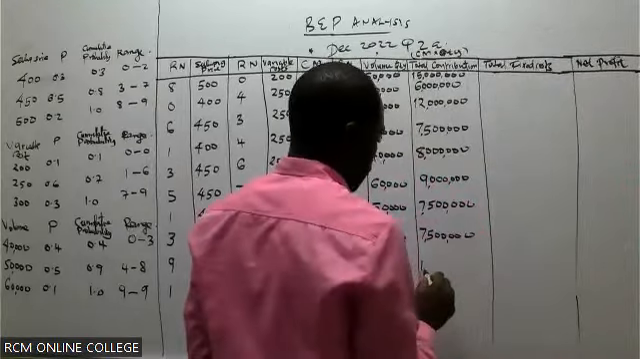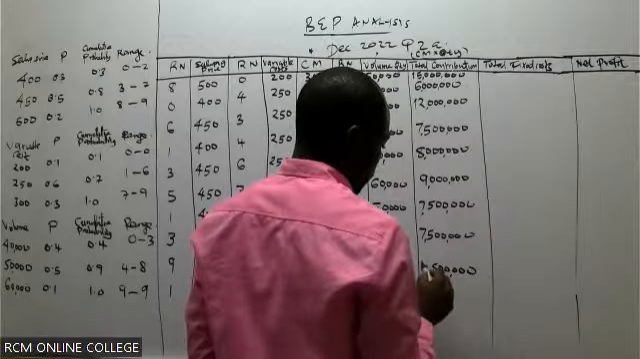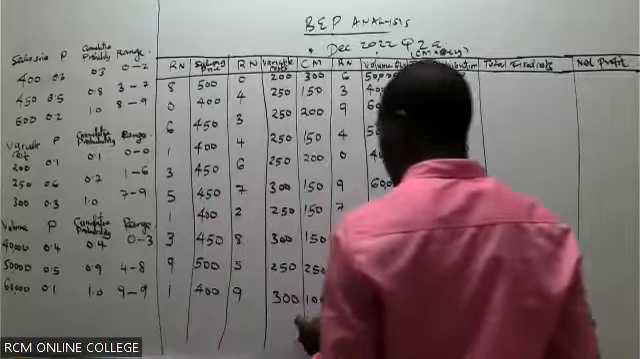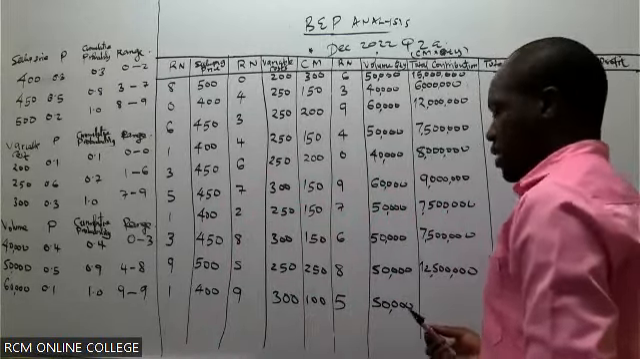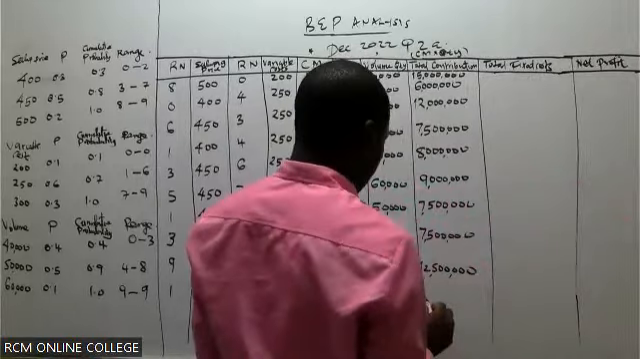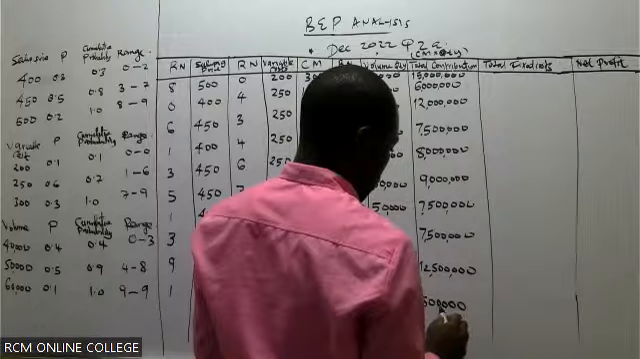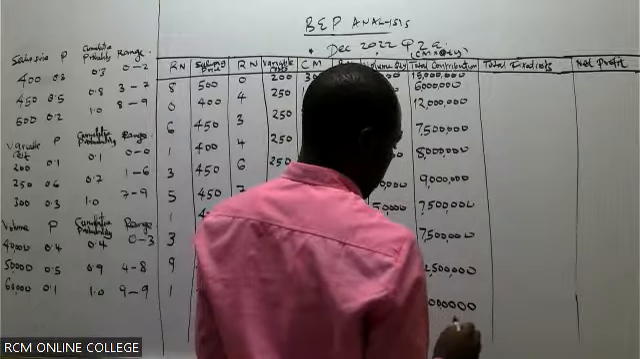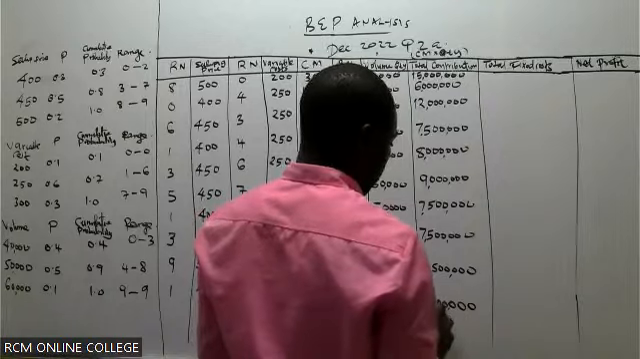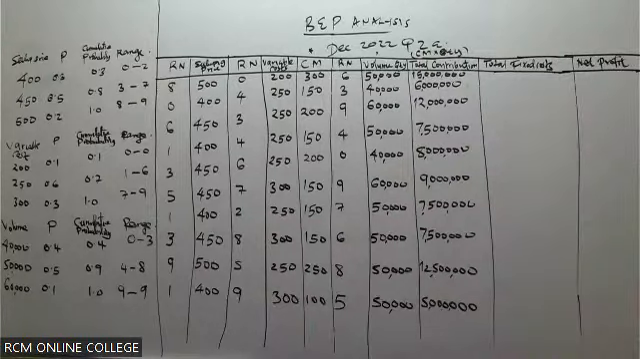12,500,000. And the last one, 100 by 50,000. That is 5 million, is it?